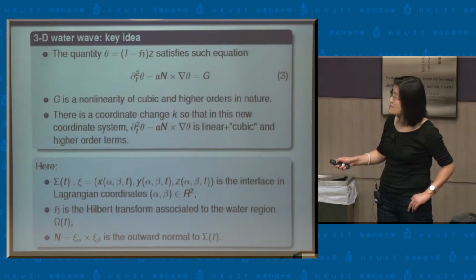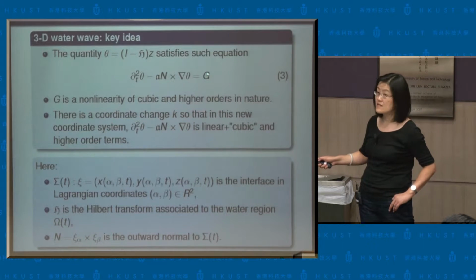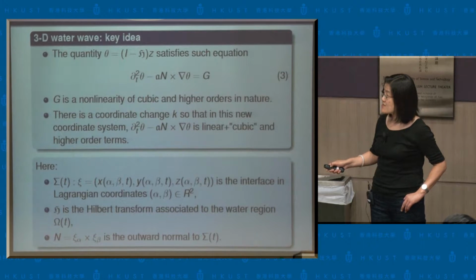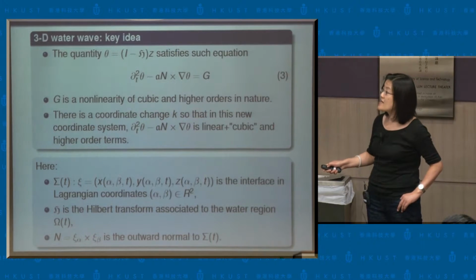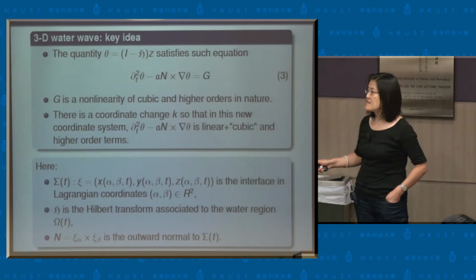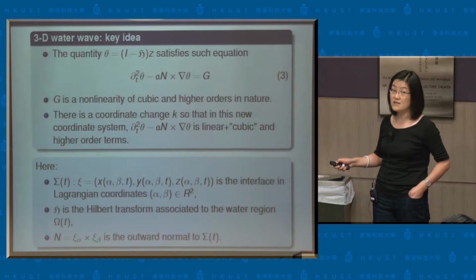Okay, so the left-hand side is actually not as clean as in 2D. This still contains quadratic nonlinearity, but the right-hand side only has cubic and higher order nonlinearity, so no quadratic. However, if we make the correct change of coordinate system, that means we are able to find a coordinate system so that in this new coordinate system, the left-hand side is only linear plus cubic and higher orders. Okay, so that means that in the right coordinate system, this quantity also satisfies an equation that contains no quadratic nonlinearity.